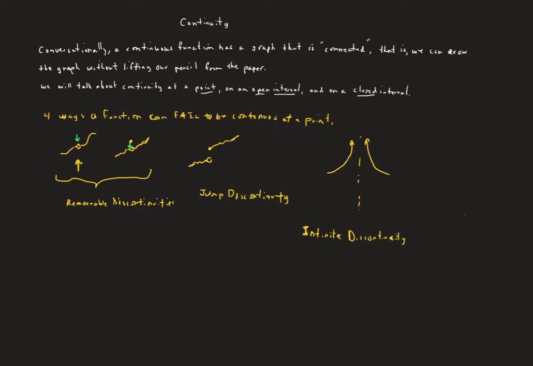So those are the ways: a removable discontinuity, a jump discontinuity, and an infinite discontinuity. Okay, I'm going to go to a new screen and we'll talk about our formal definition there.